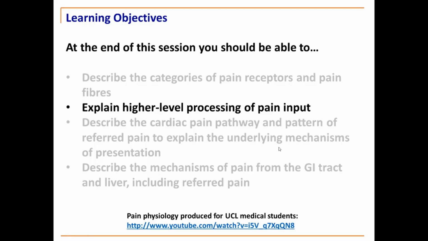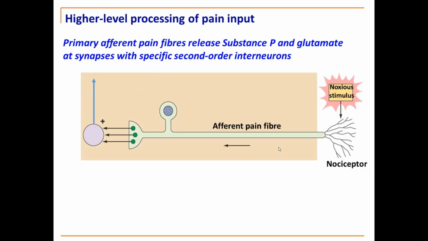So that's the first part that we've covered today. We've looked at the categories of pain receptors and the pain fibers. Now we're going to take a little look at the higher level processing of pain input. We're only going to look at it at a reasonably basic level, hopefully anyway.